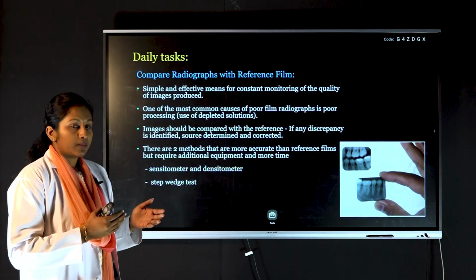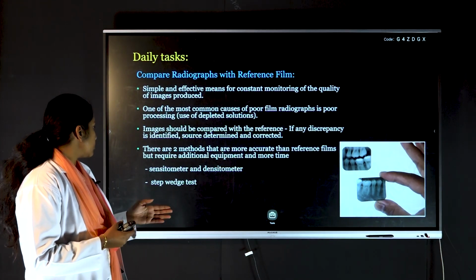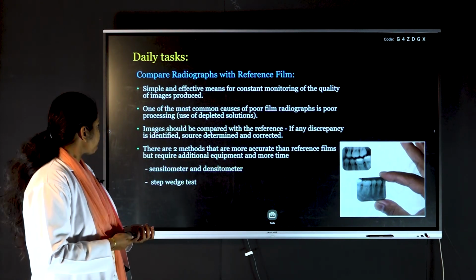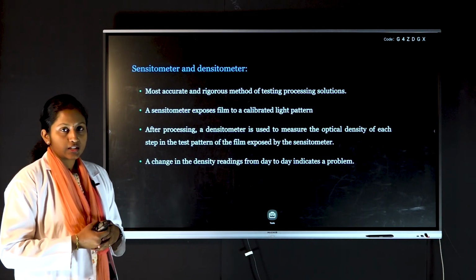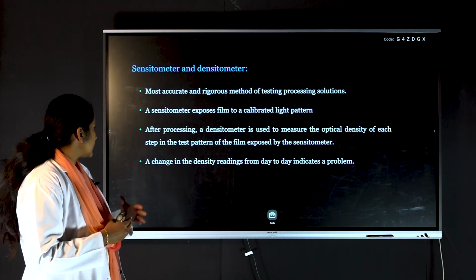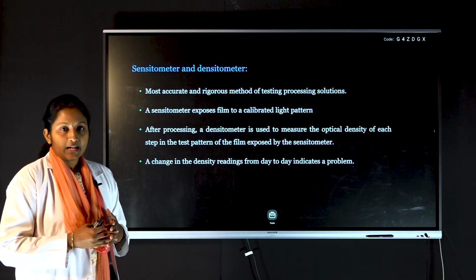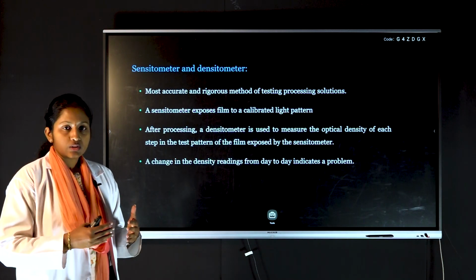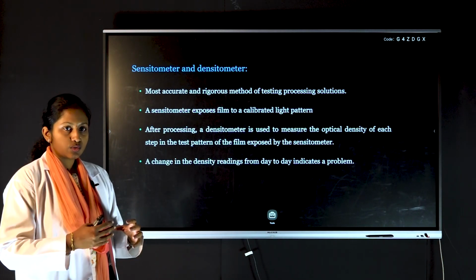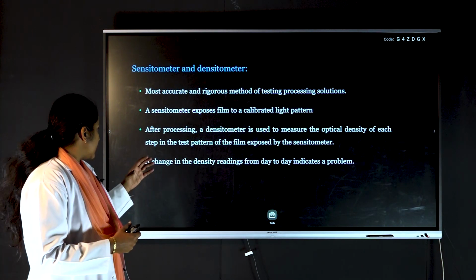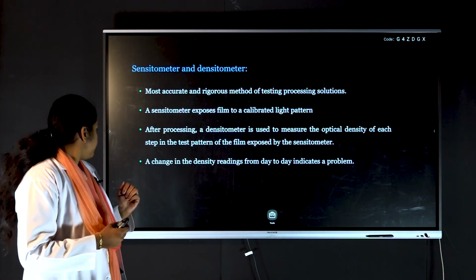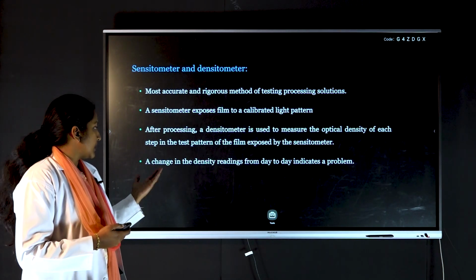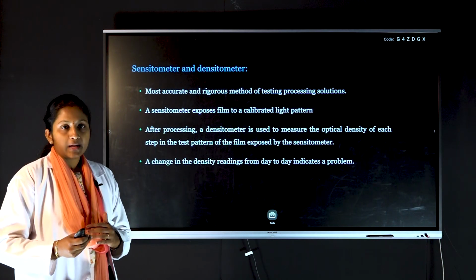Another procedure that can also be done uses a sensitometer and densitometer as well as the step wedge test. A sensitometer is a device which helps to expose films to a calibrated light pattern, and these films are processed, and a densitometer is used after processing of the films. The densitometer is used to check whether the density and contrast are optimum for that film. Any change in the density readings from day to day indicates a problem, and that has to be corrected.